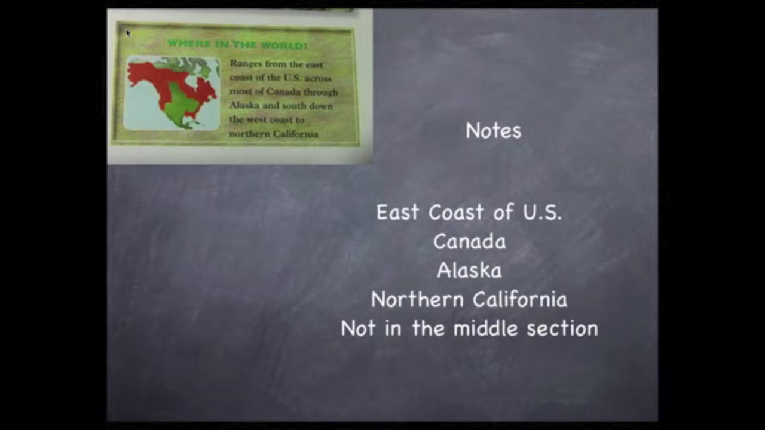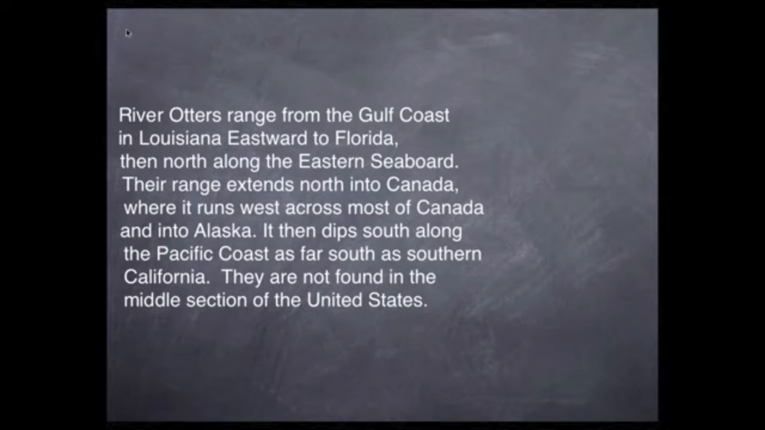Now here's a close-up of the distribution information along with some notes from the text and from looking at the map. Let's use some of this information to write our own report on the distribution of river otters. Starting from the east coast, it's worth noting from the map that they also range along some of the Gulf Coast.